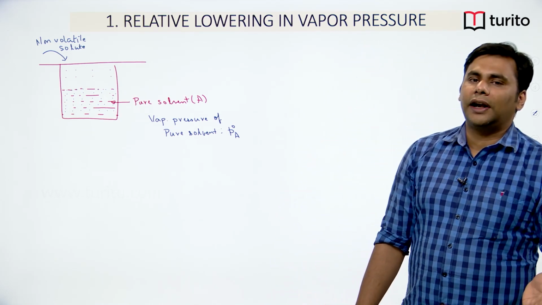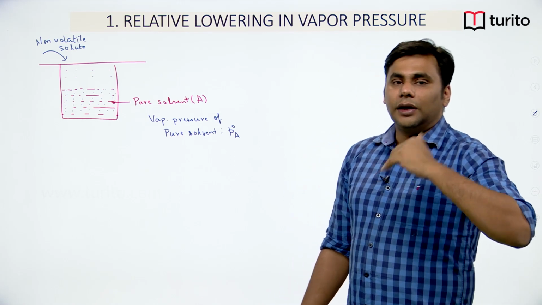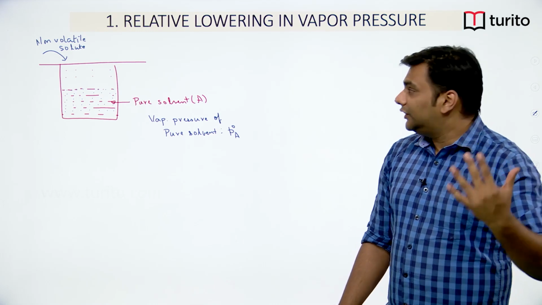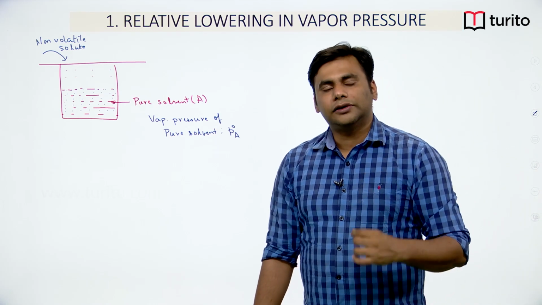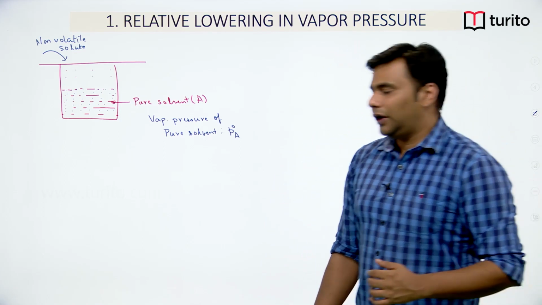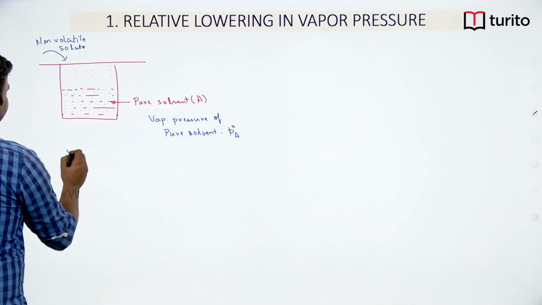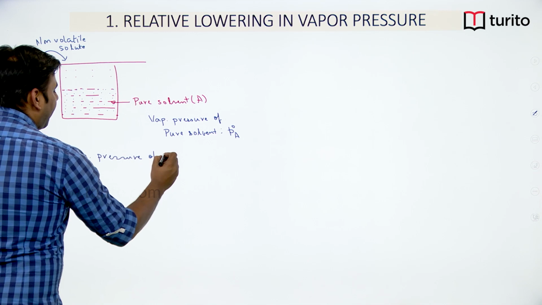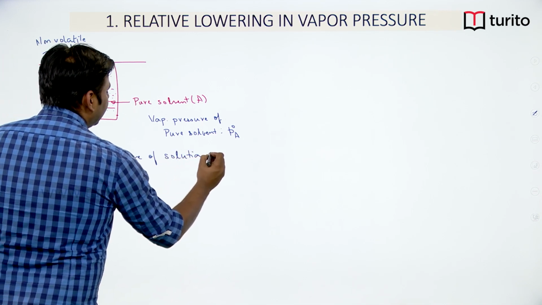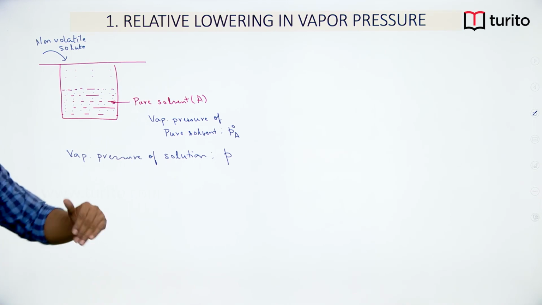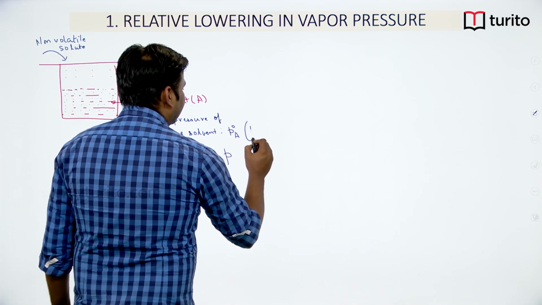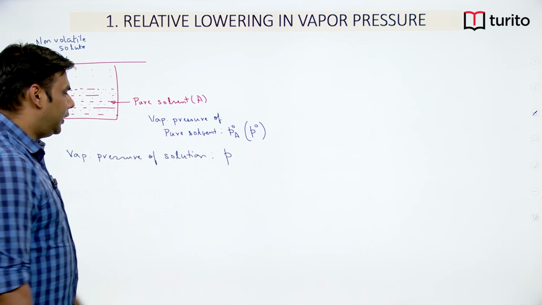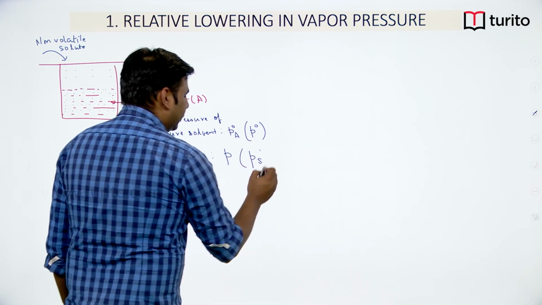Because the number of solvent particles at the surface has decreased, the amount of vapor formed of that solvent would be less. So we'll say that on addition of a non-volatile solute to a volatile solvent, the vapor pressure would decrease. Let the pressure developed over the solution be P, or sometimes it is also written as PS. So P naught corresponds to the vapor pressure of the pure component and PS corresponds to the vapor pressure of the solution.